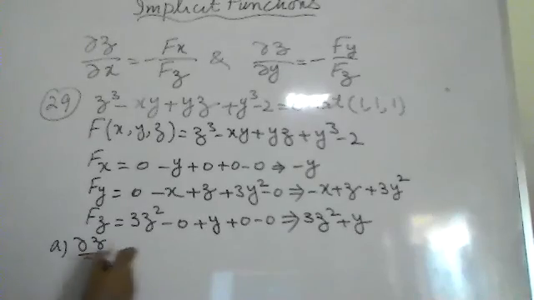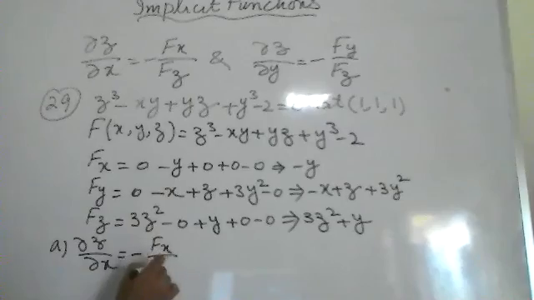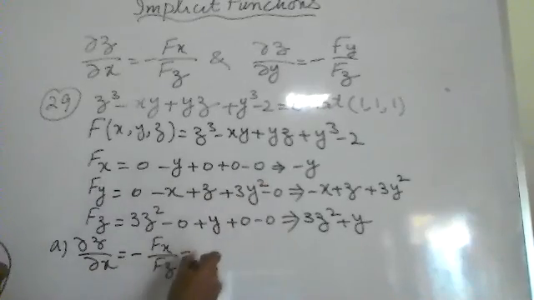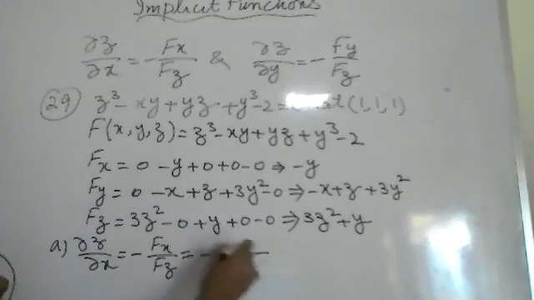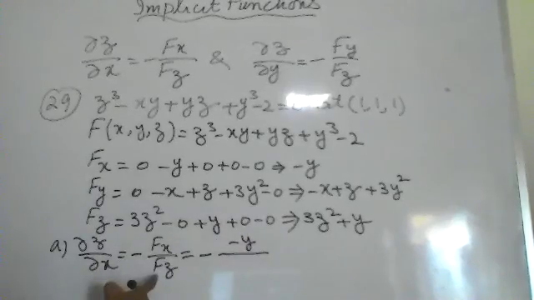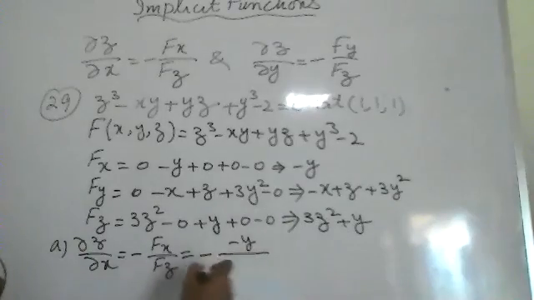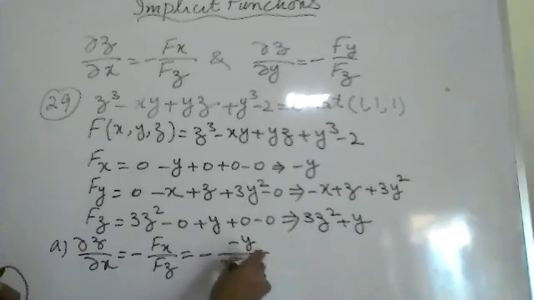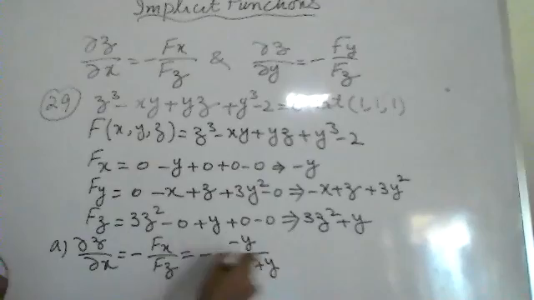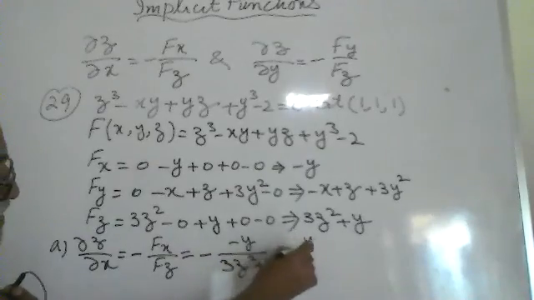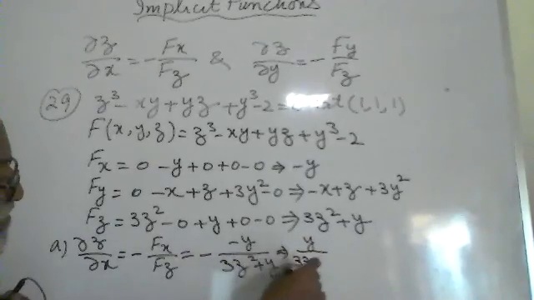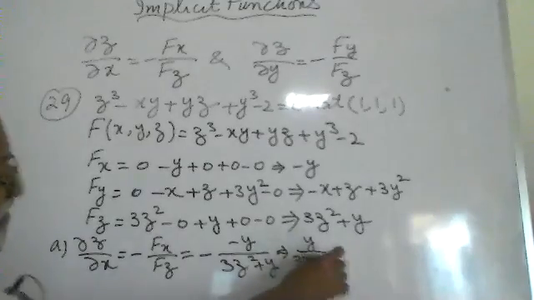So first of all, we'll find partial z upon partial x, which will be equal to minus f of x upon f of z. We will put the values. F of x is minus y, so this minus and here minus y, upon f of z, which is 3z square plus y. Minus minus plus, it will become y upon 3z square plus y.